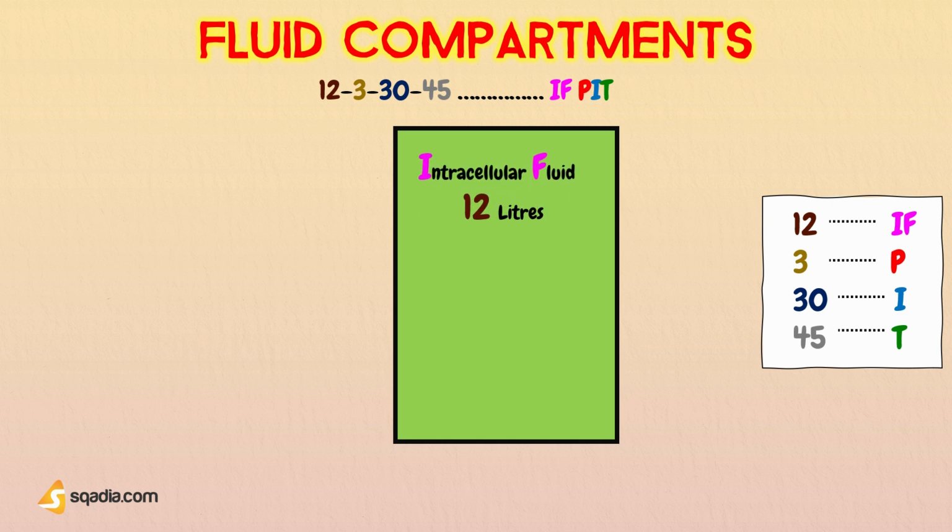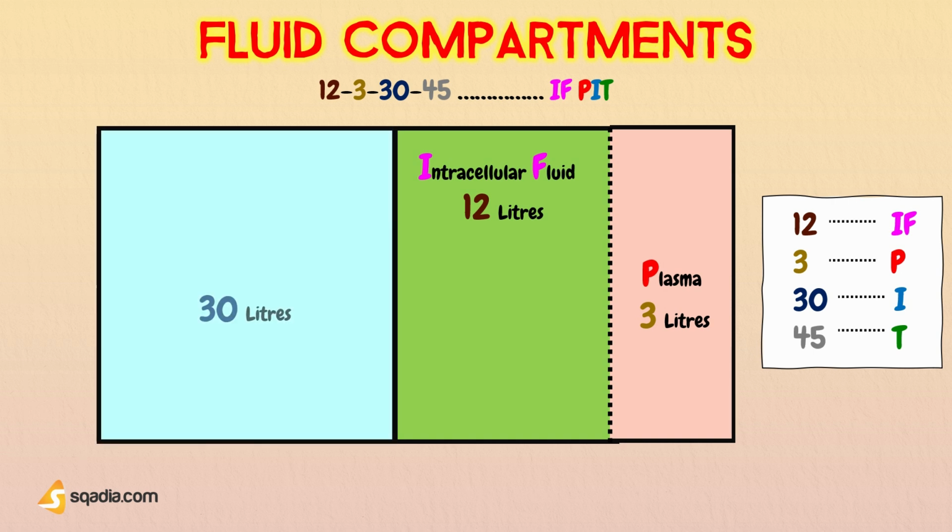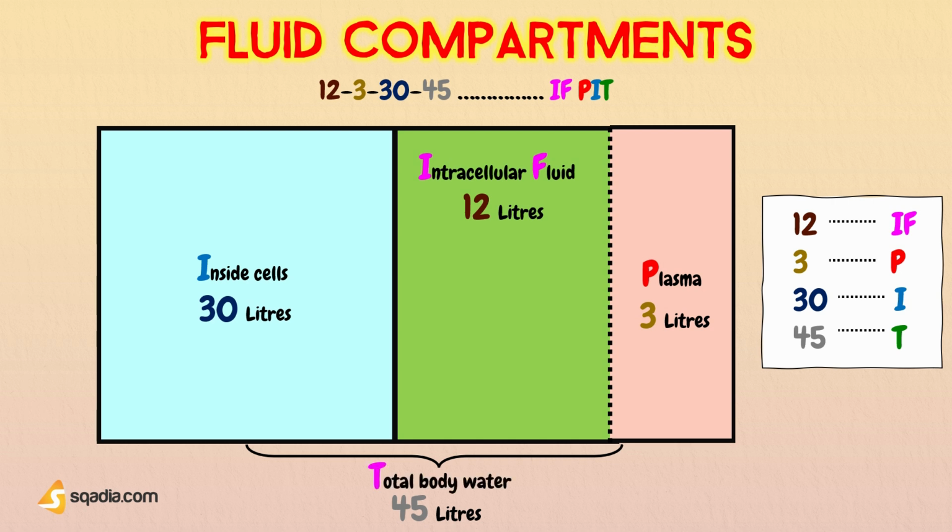12 is for 12 liters, and IF indicates towards interstitial fluid. So 12 liters of interstitial fluid. 3 is for 3 liters, and P for plasma. So 3 liters of plasma. 30 indicates towards 30 liters, and I indicates towards inside cells. So 30 liters inside the cell. 45 indicates towards 45 liters, and T for total body water. So total body water is 45 liters.